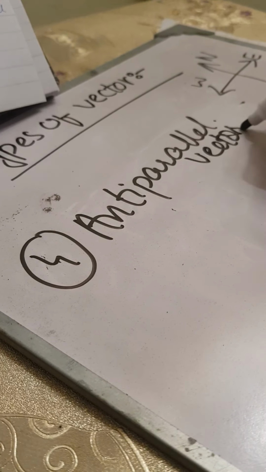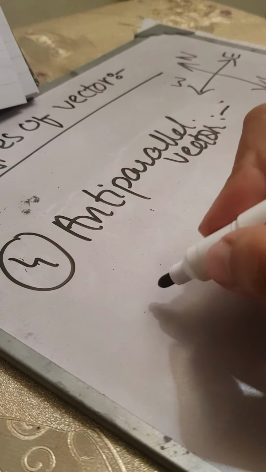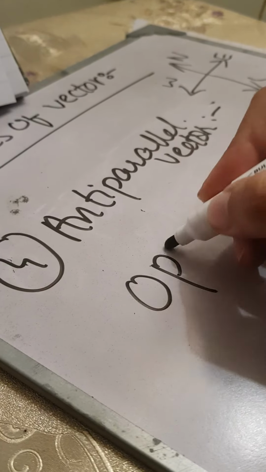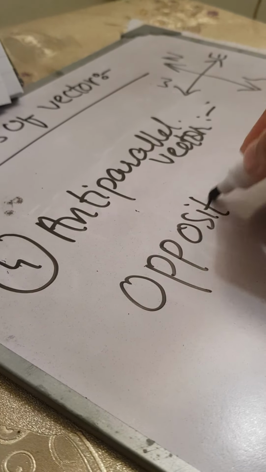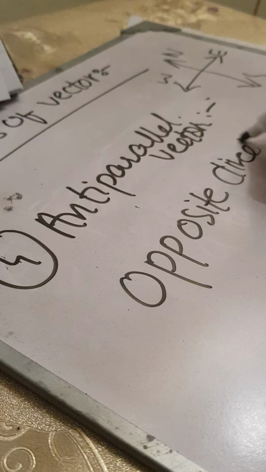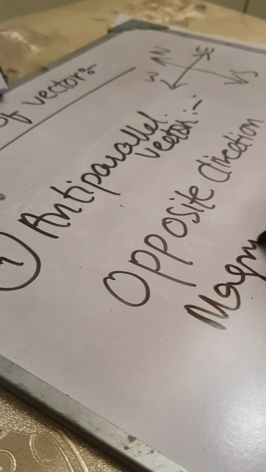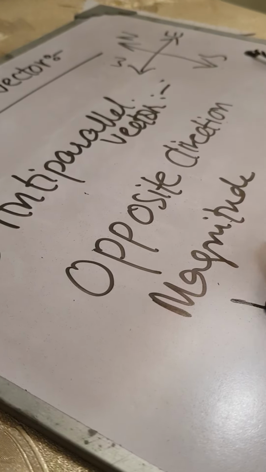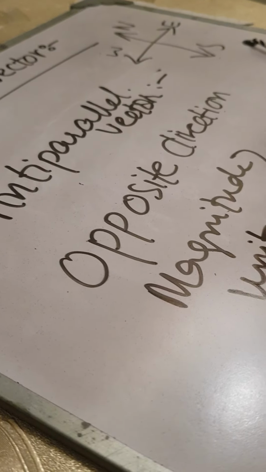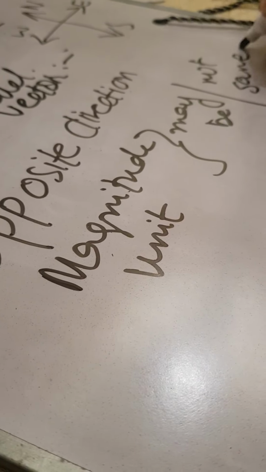Then in fourth place we have anti-parallel. It is the opposite of the parallel vector. Two vectors are said to be anti-parallel if they have opposite directions, but their magnitude and unit may or may not be the same.